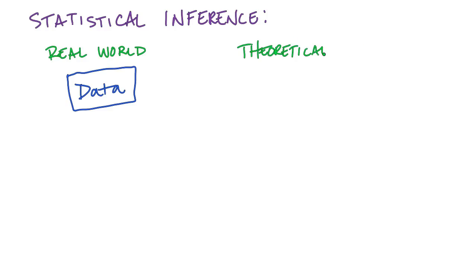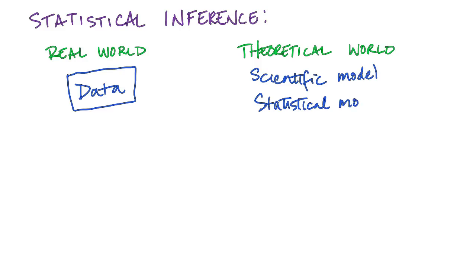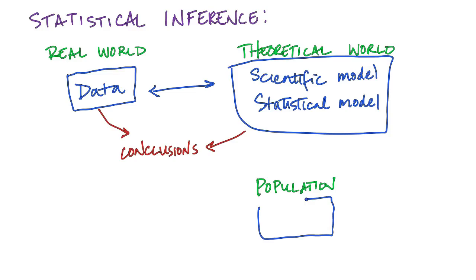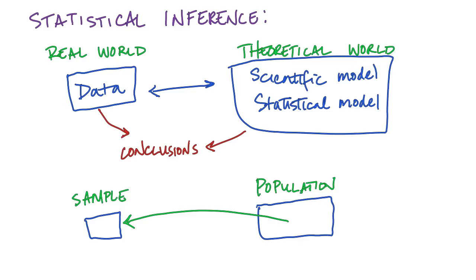We don't observe the theoretical world, but that's what we really want to understand, given the imperfect and incomplete information that we have in our real-world data. In the theoretical world, we might have a scientific model that describes the nature of the variables, and we have a statistical model that describes the nature of the variation or the probabilities associated with the variables and the statistics that we observe in the real world. We use the data from the real world in conjunction with the models we've devised in the theoretical world in order to make conclusions. Sometimes we think of the theoretical world as a population, from which we've observed a sample to get our data, and the goal is to make our inferences about the population based on that sample.